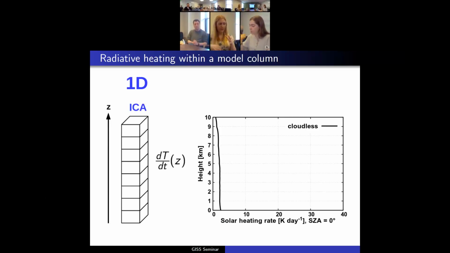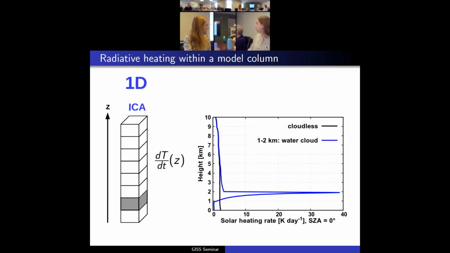I filled the column with typical optical properties of background atmospheric gases, and I performed a simple calculation of the solar heating rate spectrum for an overhead sun, and I got this black curve. So the solar heating rate is about 1 to 2 Kelvin per day, mainly due to absorption of solar radiation by the background water vapor.